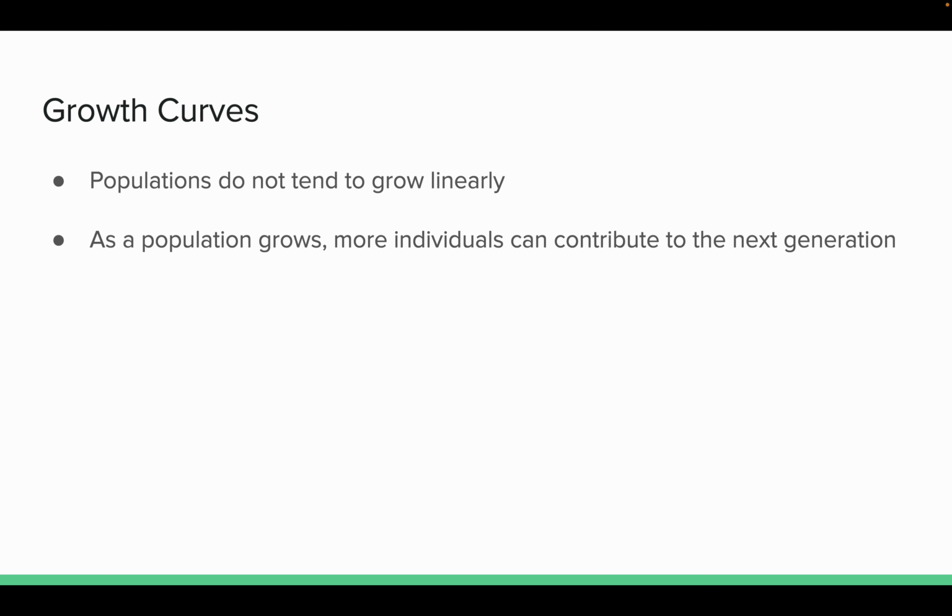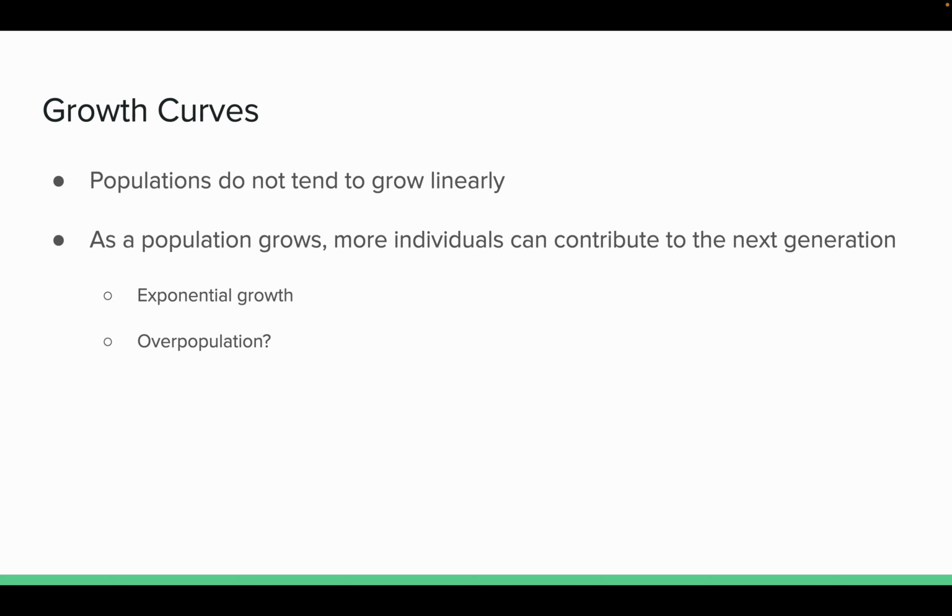All right, so the key thing to keep in mind here is that we're looking at growth curves. And this is because populations do not tend to grow linearly. We don't expect it to just be a straight line from a small population as it grows towards a large one. As a population grows, more individuals can contribute to the next generation. Essentially, as more individuals are born, the population gets bigger, meaning that there are now more individuals to produce more offspring. So it's going to exponentially increase with each generation.